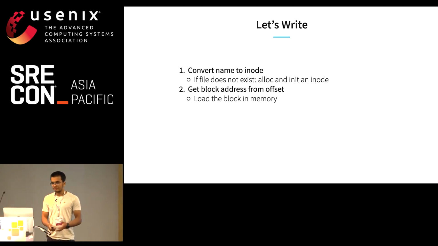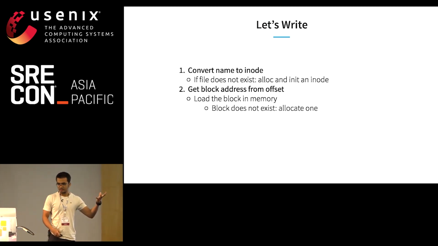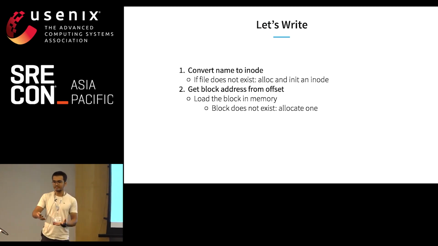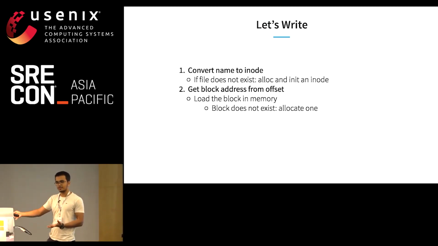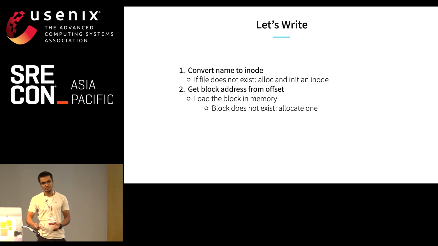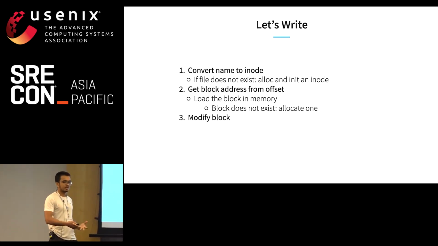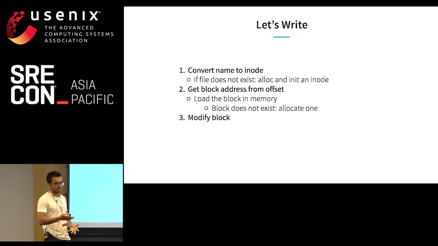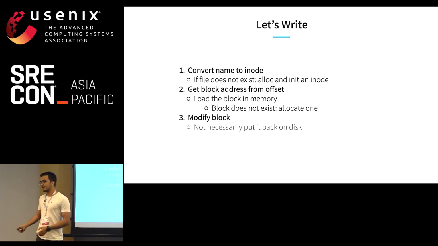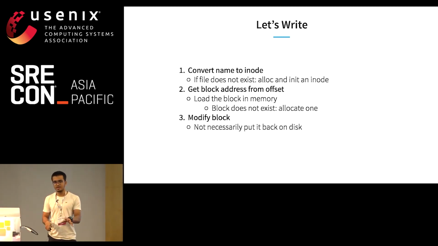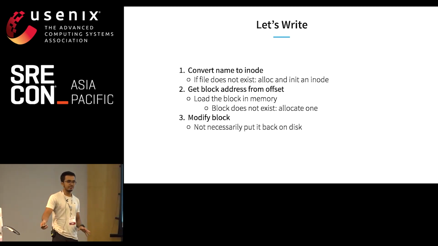You load that block from the disk into your memory. If you want to append to some file and the block doesn't exist, like you're extending the file, you have to allocate a new block. So in that case, you'll allocate a new block. And finally, when you have the block in memory, you do whatever you want, change, append, whatever. And finally, put it back to the disk. So you do a write call, and you assume that your block has been written to the disk.